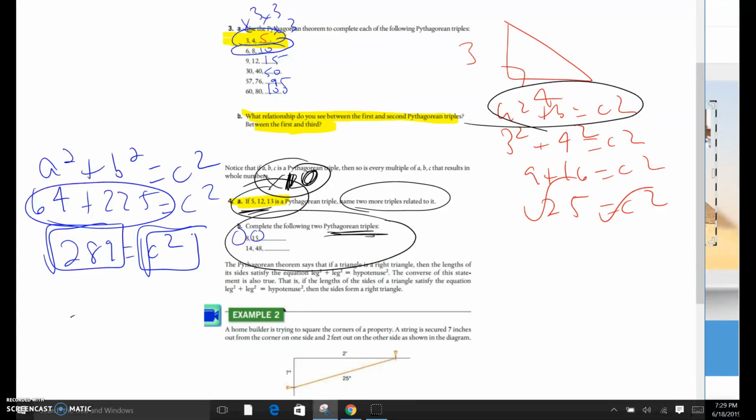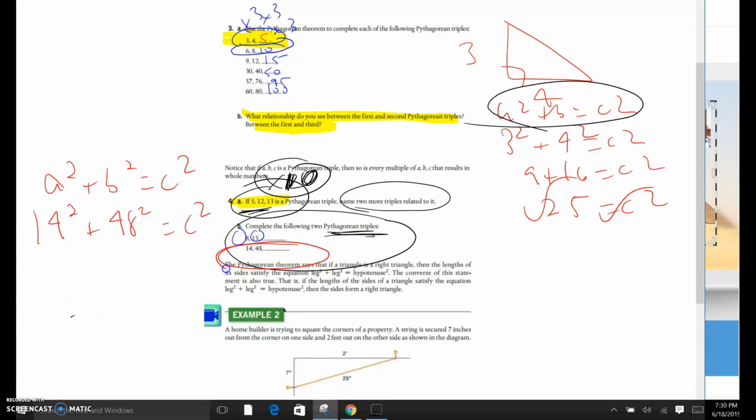And so if I square root, it looks like I'm going to get that c equals 17. Let's see, make sure I'm good here. So, all right, that's that one. Okay, for the second one down here, 14 squared and 48 squared.